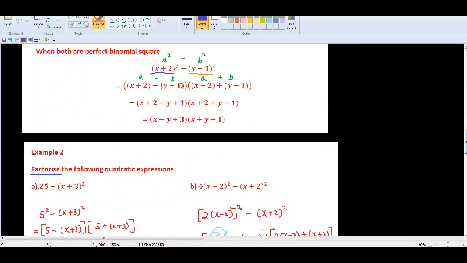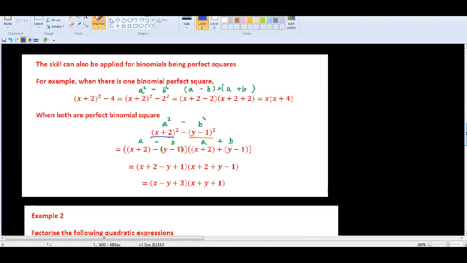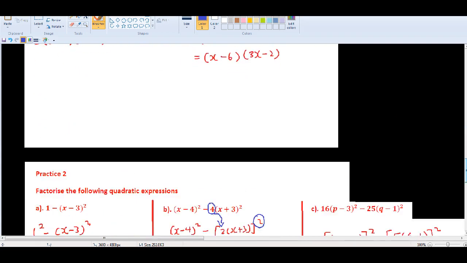Then sometimes you will see that the thing under the square is not a single term but a binomial within a bracket, or they might be two binomials, square minus square, but you just apply the same idea. That's what algebra is good at. You generalize the technique from a single term to a binomial as well.